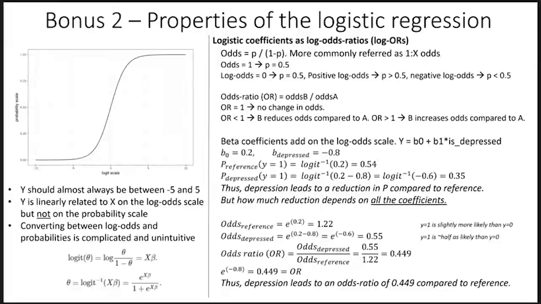Okay. So depression leads to an odds ratio of 0.449 compared to reference. So we got that immediately by doing e to the power of the regression coefficient of depression. Okay. Cool.